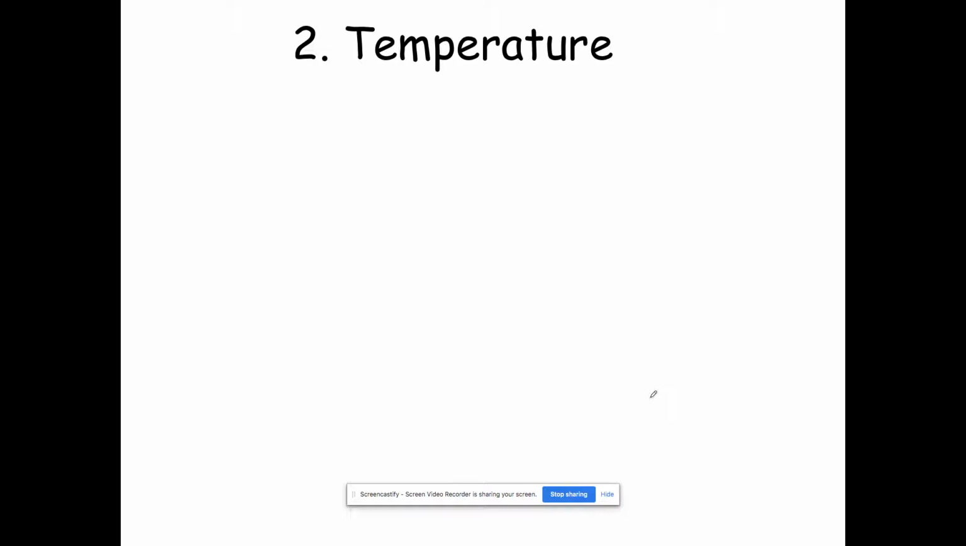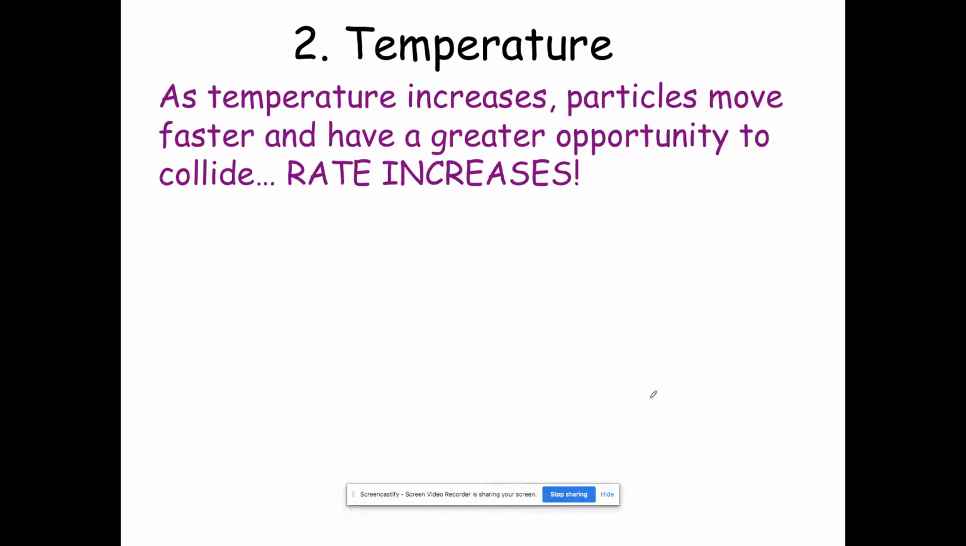Temperature. The higher the temperature, you're going to have more particle movement, more particle collisions, and a faster rate. So they're going to react faster at higher temperature.